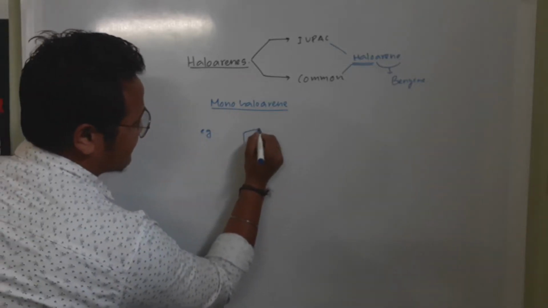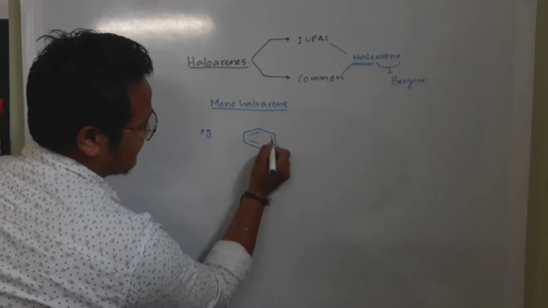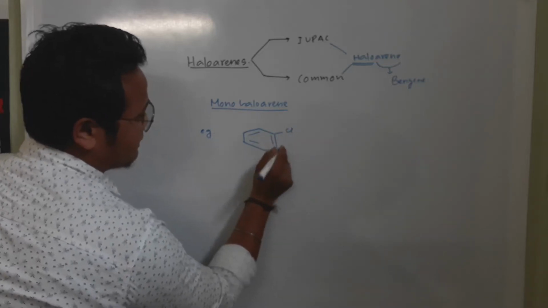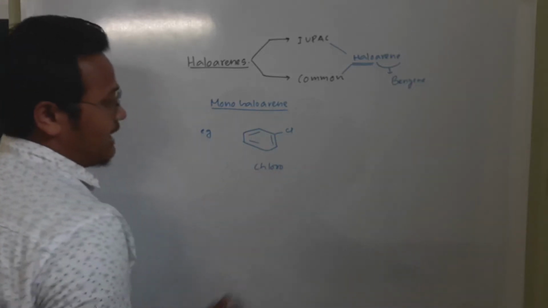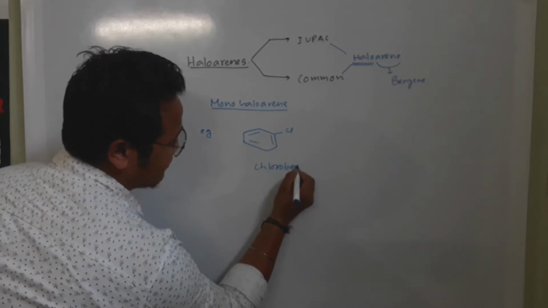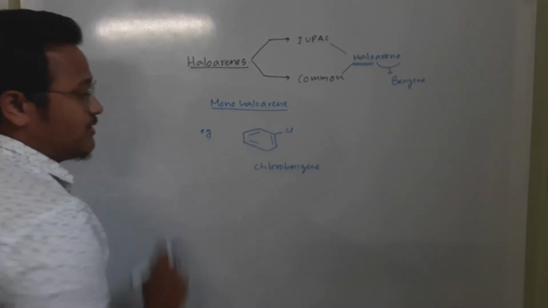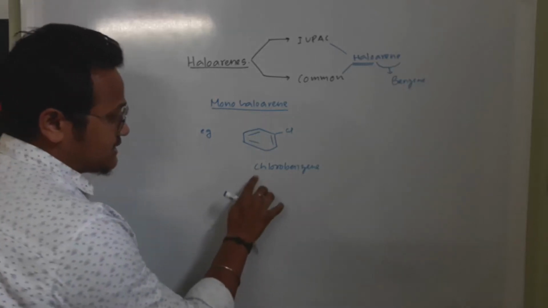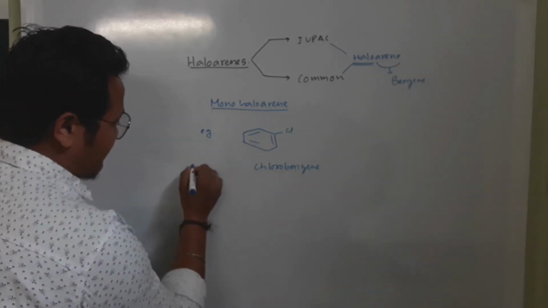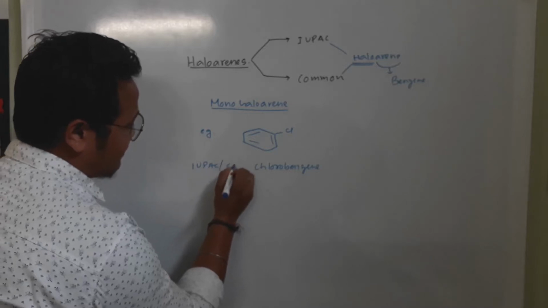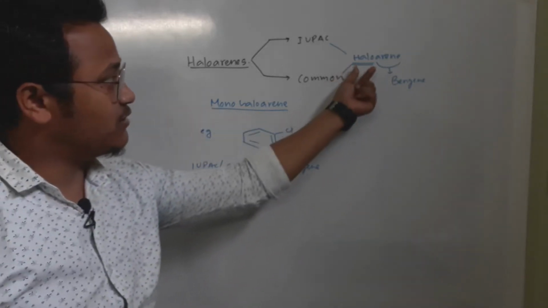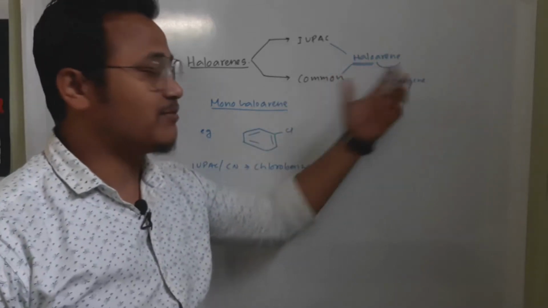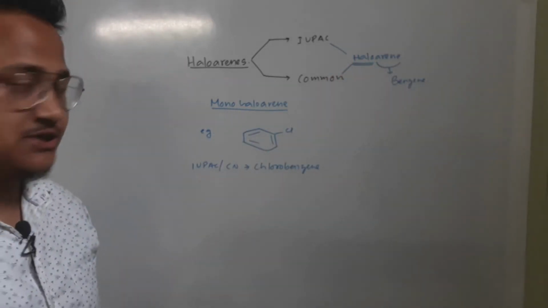Example: suppose I have this, with Cl here. What is the halo term for Cl? We know it is chloro, C-H-L-O-R-O, and the arene is benzene. So it will be named chlorobenzene. This name, chlorobenzene, is both the IUPAC name as well as the common name. This is how we name haloarene compounds. We just have to put the halo term of the halogen, and in terms of arene we place benzene.